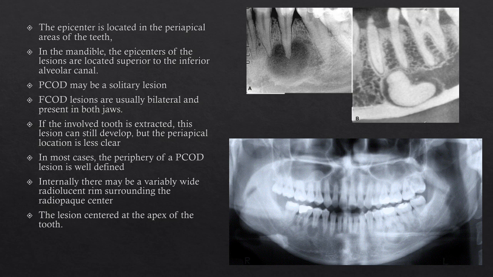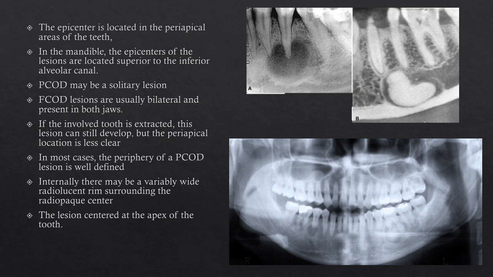For florid cementosseous dysplasia, the lesions are usually bilateral and can present in both jaws, involving all 4 quadrants. The tooth has to be extracted once you find out it's a cementosseous dysplasia, but the lesion can still remain there and develop, and with resorption of the alveolar ridge there can be fistula tracts that can develop showing the lesion coming out. So in most cases, the periphery of the periapical cementosseous dysplasia is well defined.